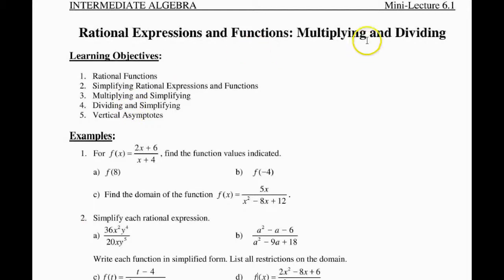On to Chapter 6, Section 1. We're now going to work with rational expressions and functions, where we will be multiplying and dividing.